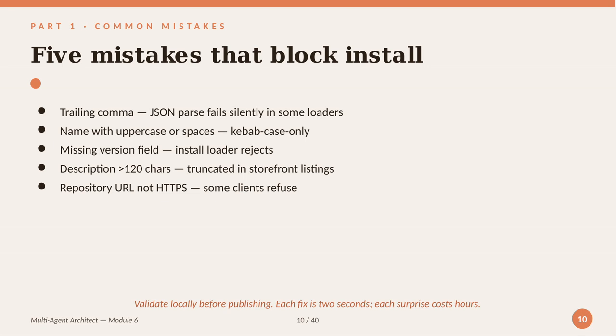Number two: name with uppercase or spaces. Kebab case only. Every other format breaks something: file system case insensitivity, URL slugs, command line invocation, take your pick. Number three: missing version field. Strict loaders reject. Lenient ones default to 0.0.0 and look unmaintained.